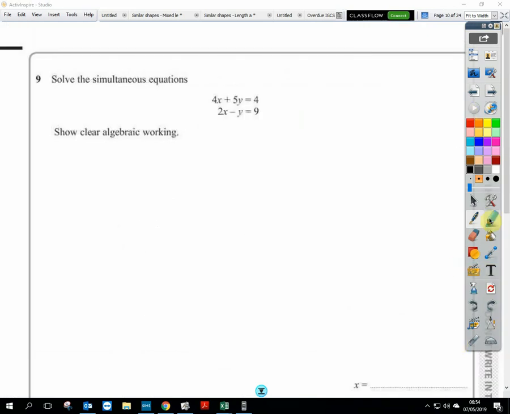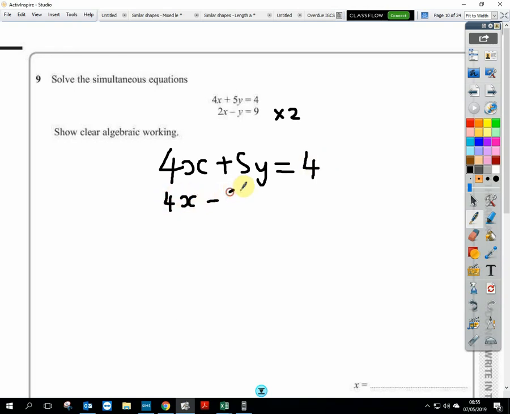Next question, simultaneous equations. So we need the same number of x's or the same number of y's. What we can do is we can multiply the second equation by 2, and then we'll have the same number of x's. So let's copy out the first equation. 4x plus 5y equals 4. And the second equation is now 4x minus 2y equals 18.